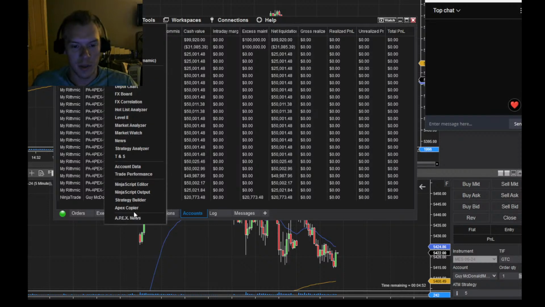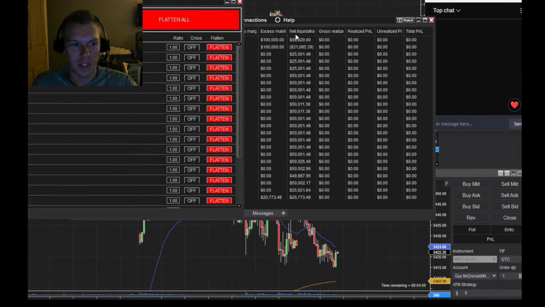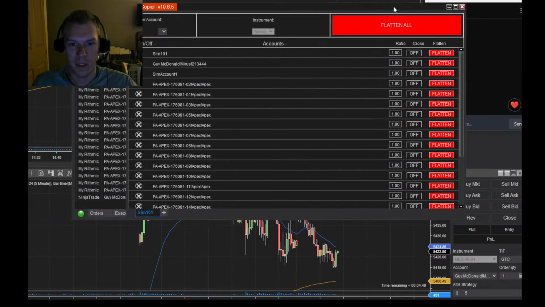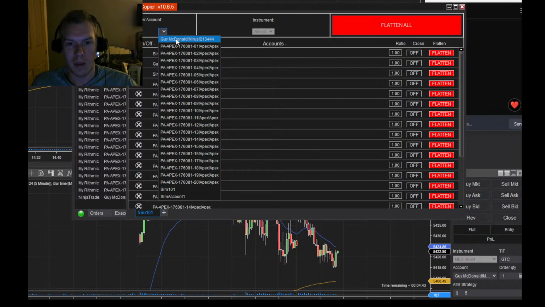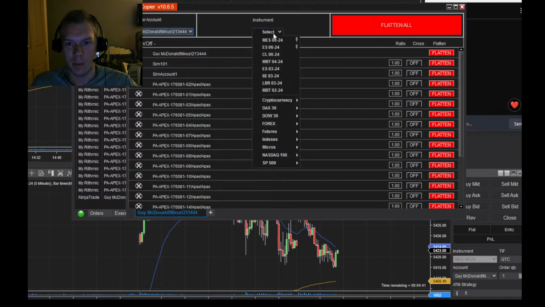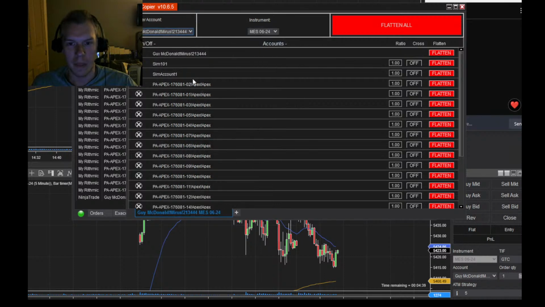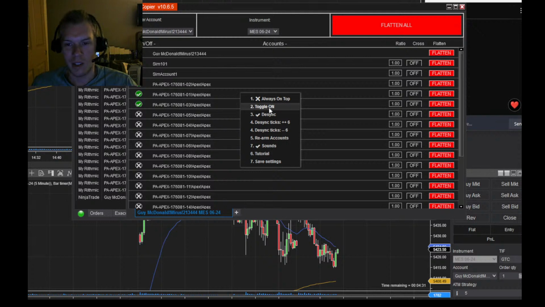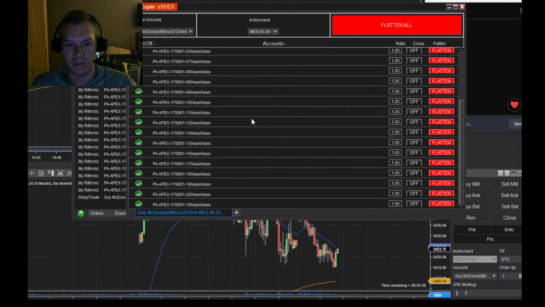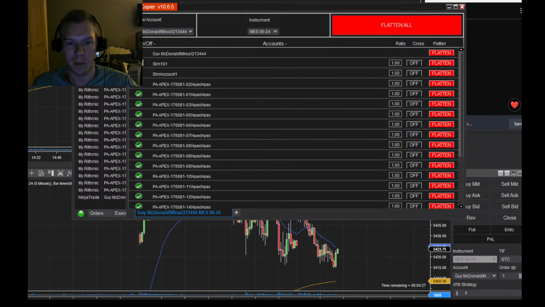So we're going to click New, Apex copier. I want my personal account to be the lead account, and then we're trading micros today. Now I can select the accounts like this, and that'll turn them on. That might take a minute, so I can right click, click toggle on, then it'll turn all my accounts on for me. I don't want to bother with the sim accounts, I'll turn those off.